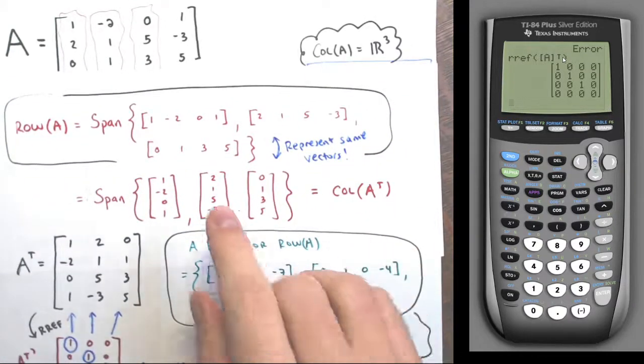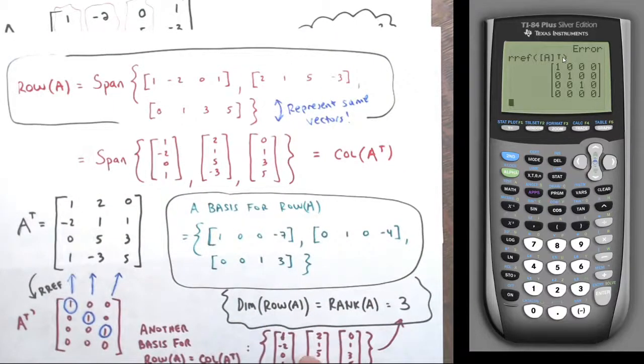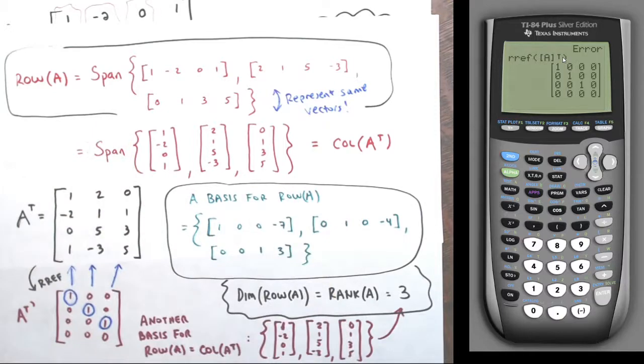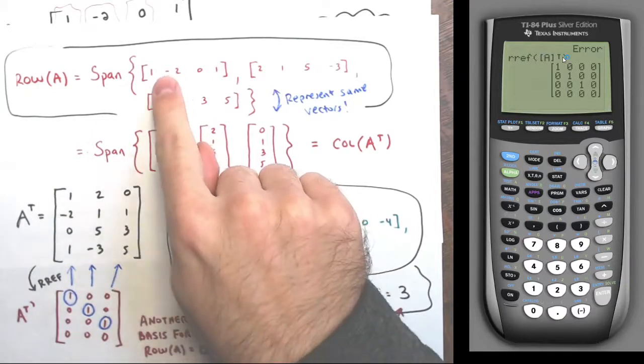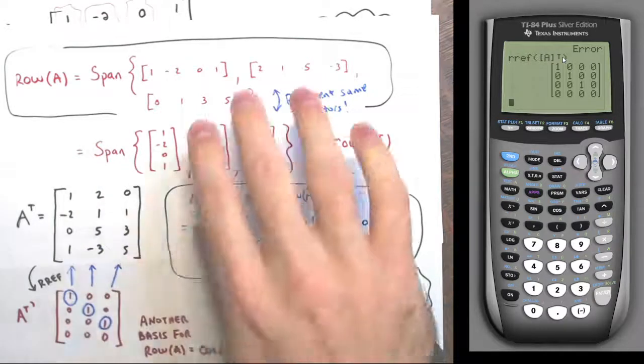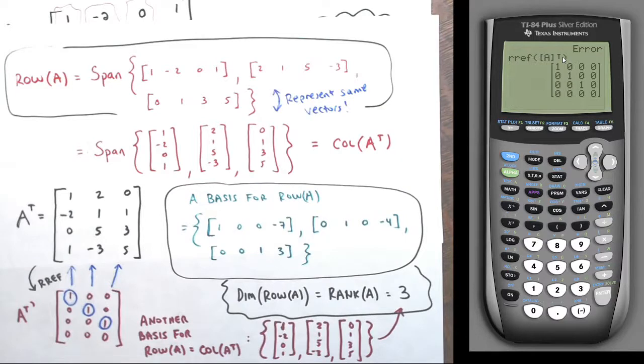Don't make that mistake here. Don't say, hey, there's 3 vectors in a basis, so the row space is R3. No, it's not. All these vectors have 4 components. So this is a subspace of R4, which is not necessarily R3. Do not just say, oh, it's R3, because there's 3 basis vectors.